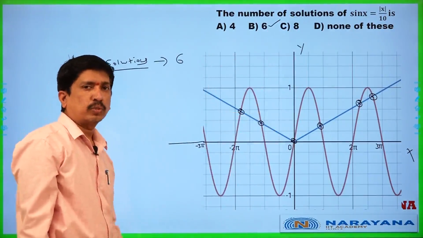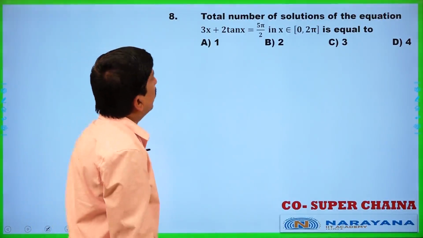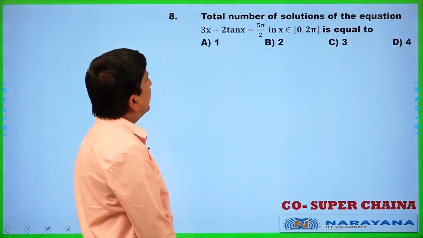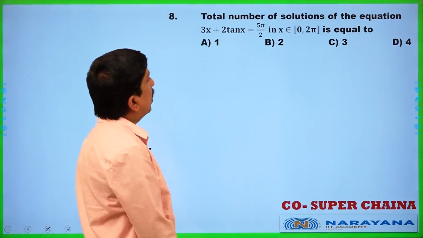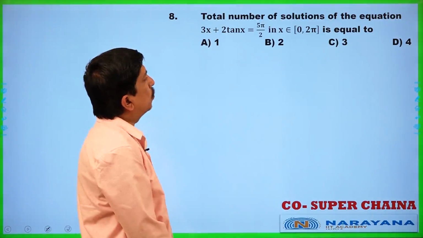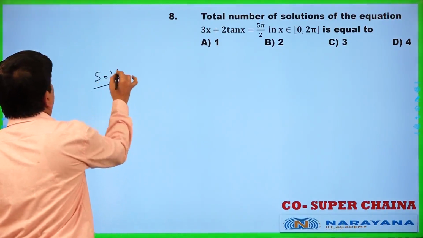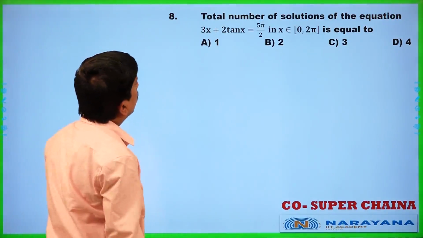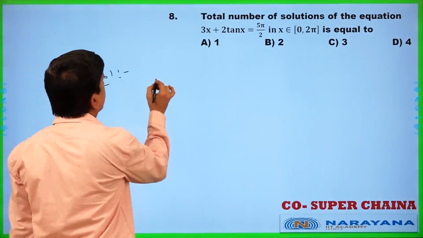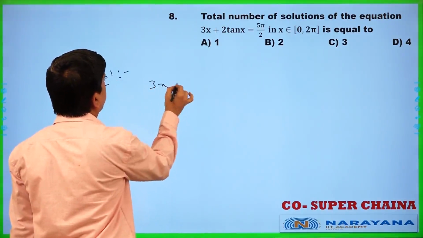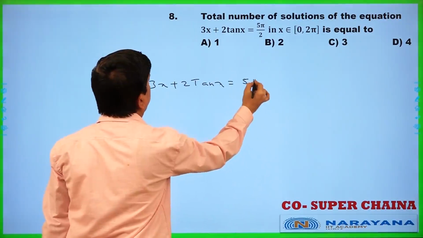Now, let us move to the next question. Total number of solutions of the equation 3x plus 2 tan x equal to 5 pi by 2 in x belongs to the closed interval 0 to 2 pi is equal to what? Now observe this: 3x plus 2 tan x equal to 5 pi by 2.